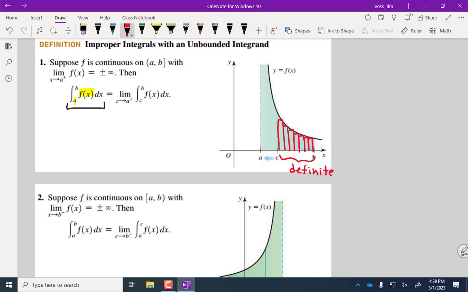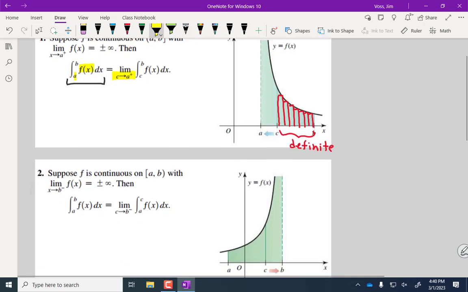But then we're going to let C creep over towards that asymptote. And so this is going to be a one-sided limit. So the limit as C approaches A from the right-hand side. Two-sided limit means that you're approaching A from either side, or both sides simultaneously. But we want to approach A only from the right. We're not going to approach it from the left.